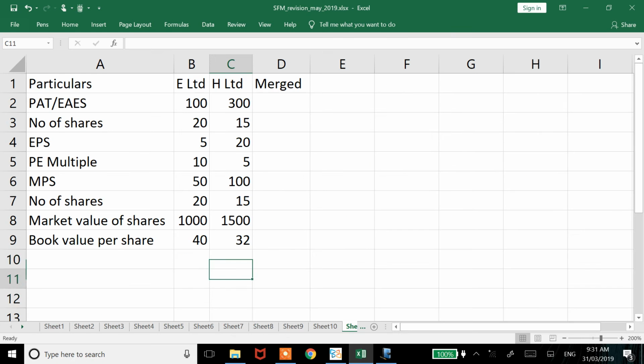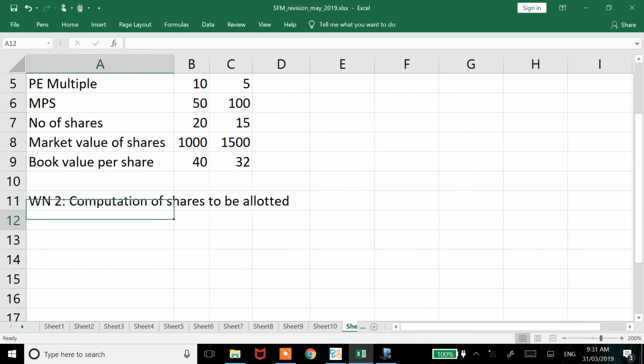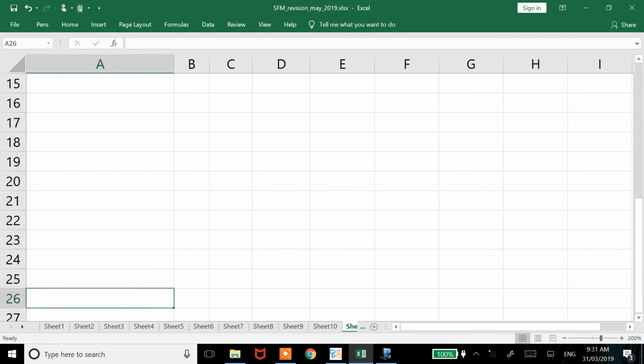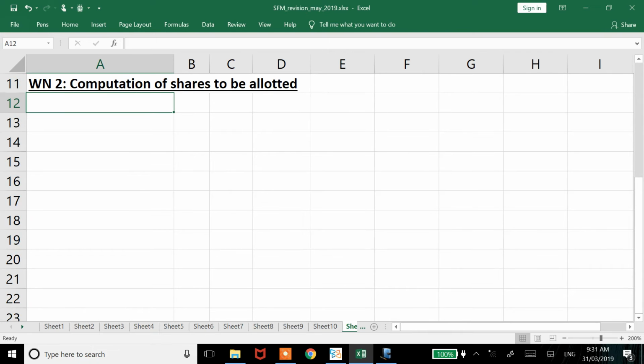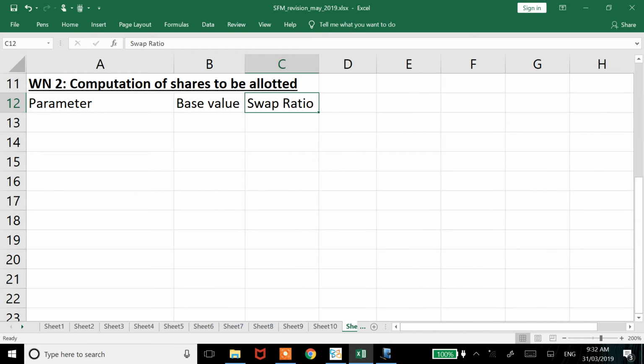Working note 2, computation of shares to be allotted. Very simple. You will need 6-7 columns, so you can manage space accordingly. Parameter, base value, swap ratio. Let's first get these three.